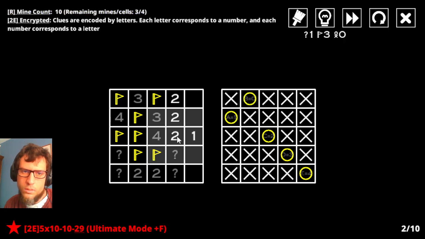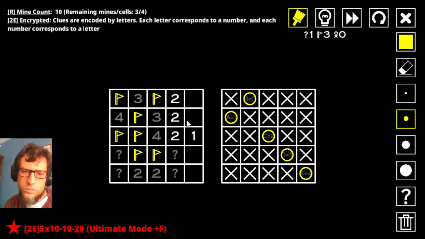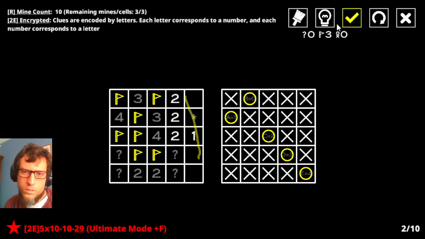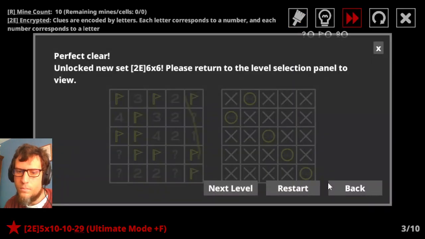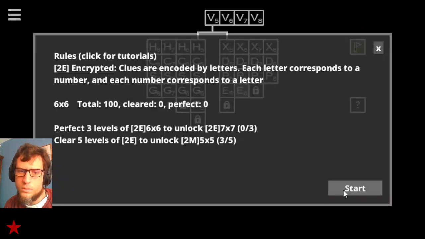Okay. There are 3 mines left. 1 here. Only 1 is allowed to not be. So this 1 kills one of those 2, and those 2s kill one of those 2. I'm only allowed to kill 1 at all? Okay. 6 by 6. Alright.